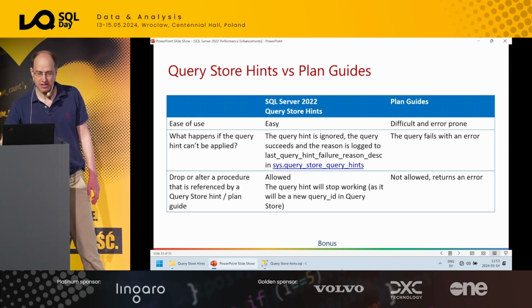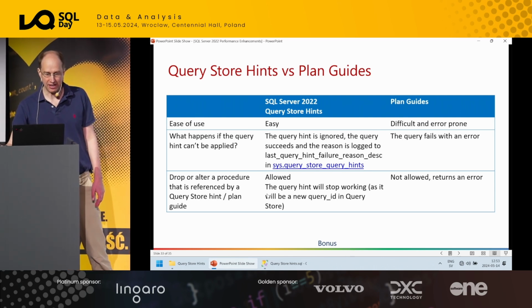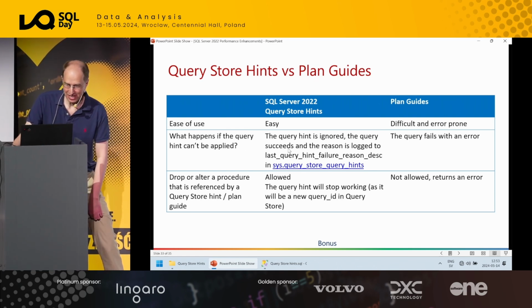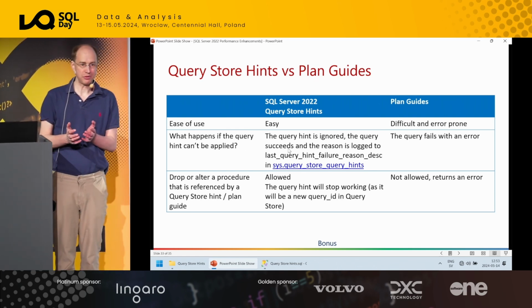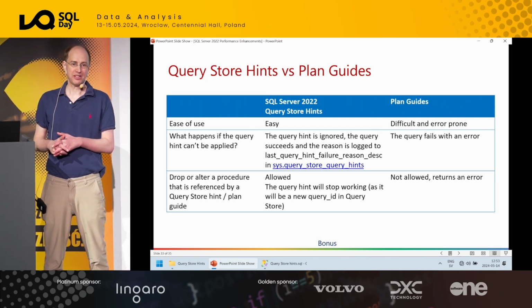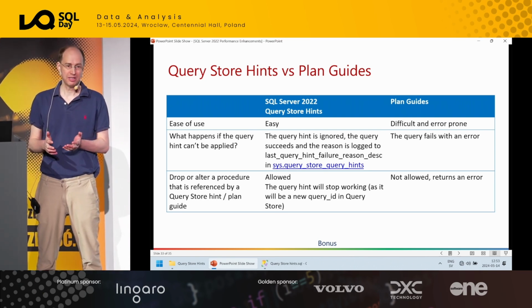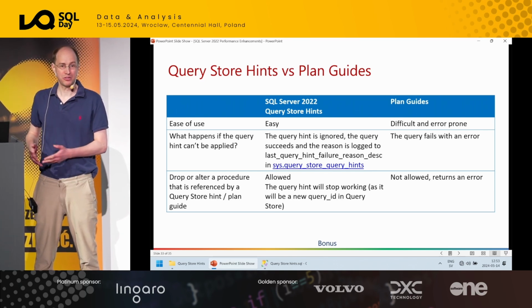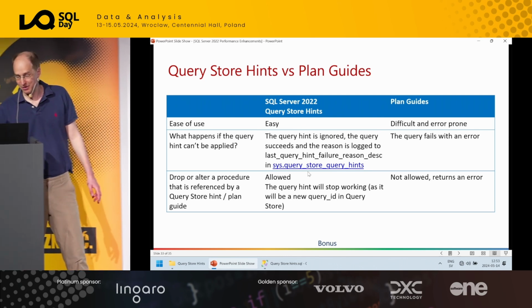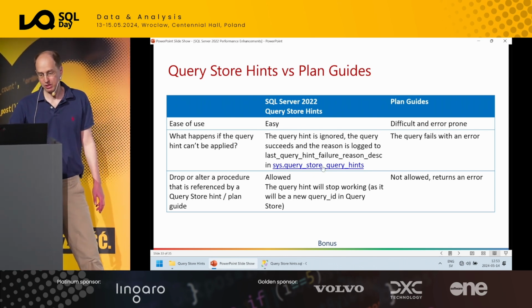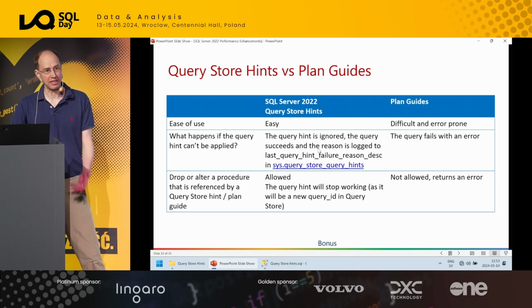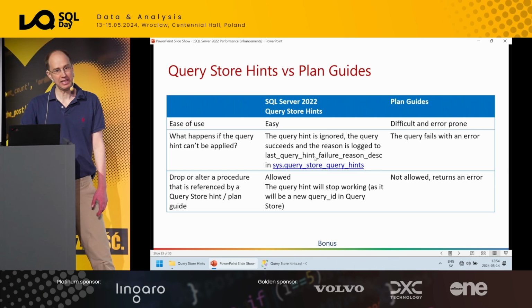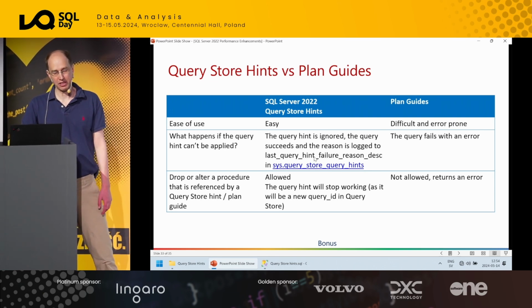There was also a problem that, let's say that you were creating and using this feature, and you had created an index hint, for example. Then maybe later you drop this index. What happened then? Well, then the query started failing. That was really bad, right? Now with Query Store hints, it's just being ignored. So you can say nothing will fail. This hint will just be ignored.